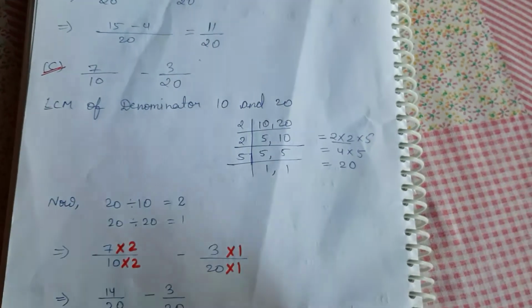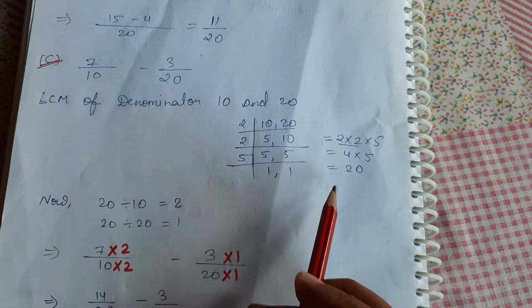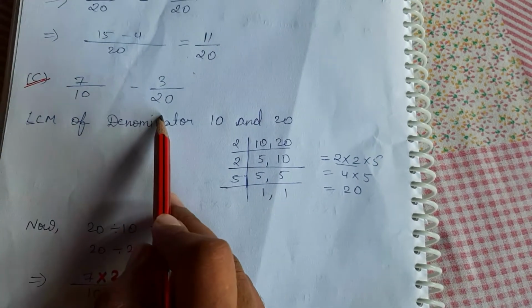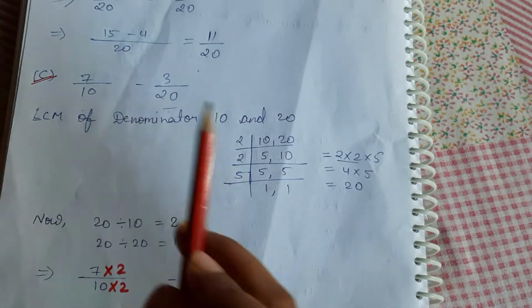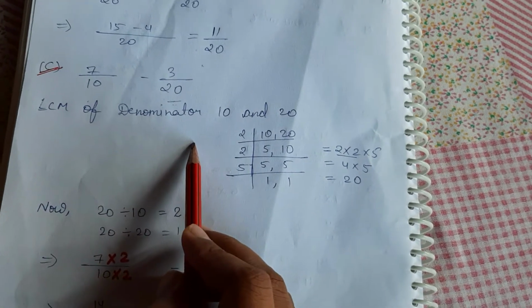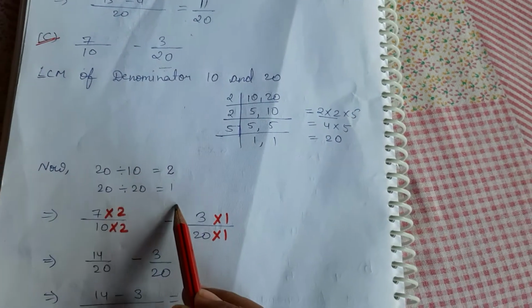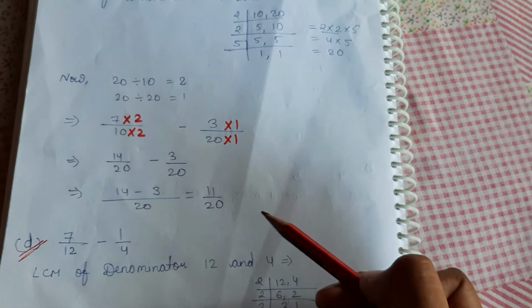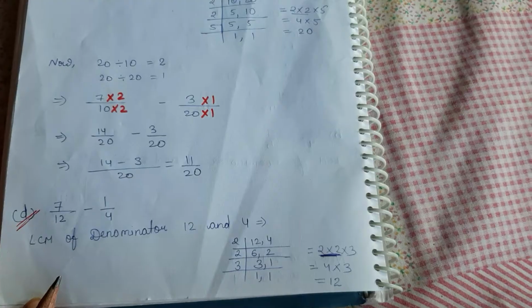C, 7 upon 10 and 3 upon 20. They are also not related. They are related, 10 and 20. 20 is coming in the 10 table. So definitely your LCM will be 20. Okay, if you understand the short trick, you can also do it directly with the short trick. Multiplied by 2, then by 1, then the process continues. Then you got 11 upon 20. Understand now how you can do this type of questions?